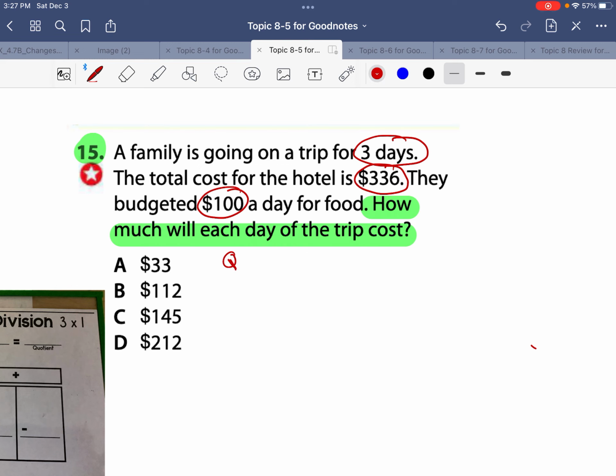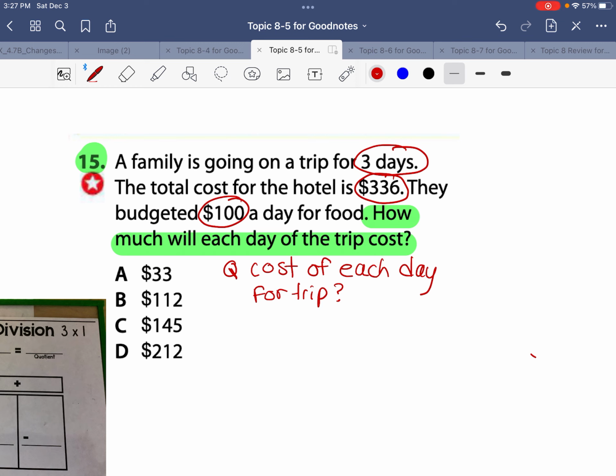I'm looking for cost of each day for trip. Okay, cost of each day for the trip. So I want to know how much money are they going to pay each day for the trip.